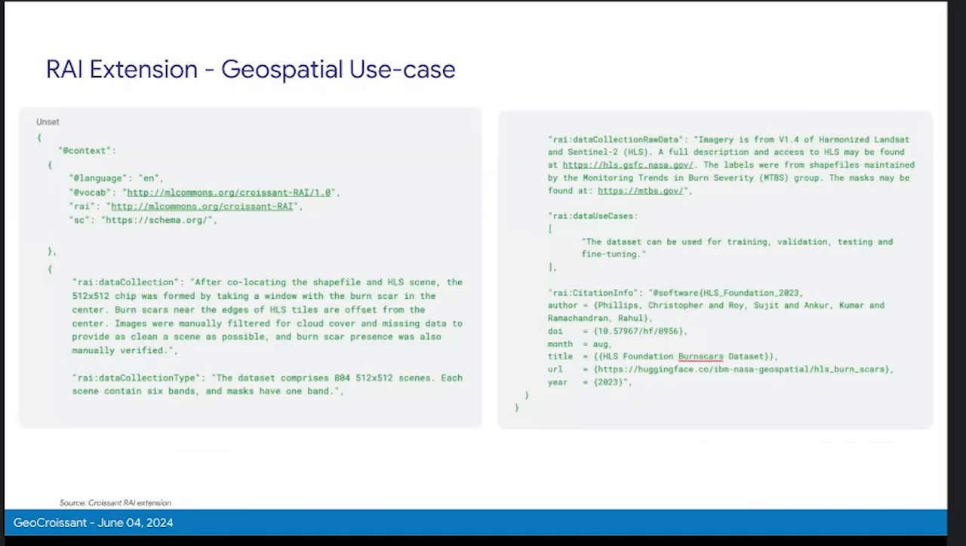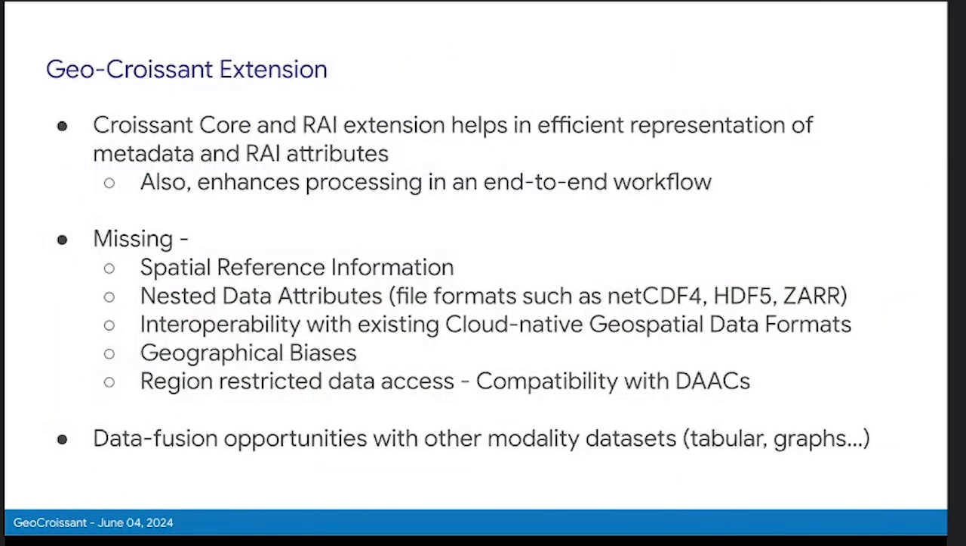One simple use case which we have contributed to as part of this Croissant contribution was the RAI extension. So there's a group which came up with a responsible AI extension for responsible AI attributes whenever a new data set is defined. And we have incorporated a geospatial angle to it. So more details can be looked into after going through the specification. But yeah, finally, the main point.